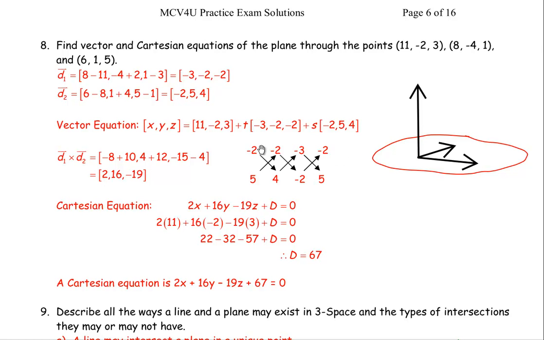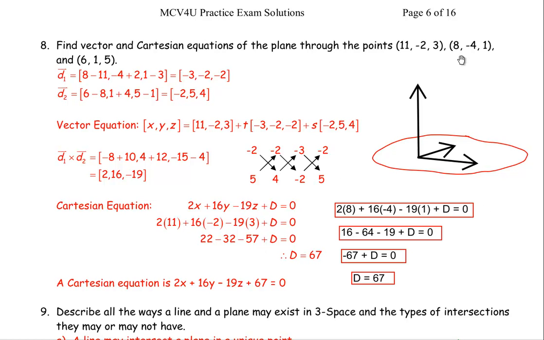And similar to the previous question, this is the way I do the cross product of these 2. I got 2, 16, negative 19. So that's the coefficient of x, y, and z in my Cartesian equation. So it's 2x plus 16y minus 19z plus some number d equals 0. The way we find the d is you substitute in one of the points. And I used 11, negative 2, 3. If you wanted to use 8, negative 4, 1, that would work just as well. And so putting the 11, negative 2, 3 in here, you get d is 67.